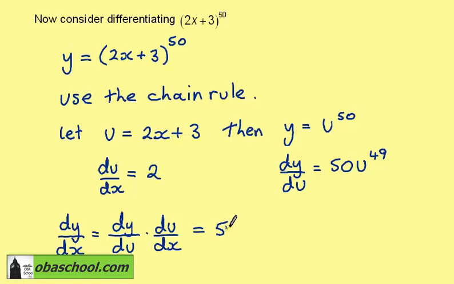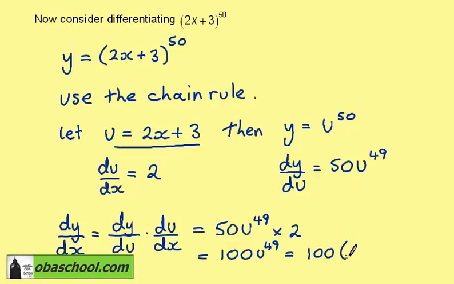So we have dy/du, which is 50u to the 49, multiplied by du/dx, which is 2. This gives us 100, 2 times 50, u to the 49, and of course u is 2x plus 3. So we have 100(2x + 3) to the power 49.